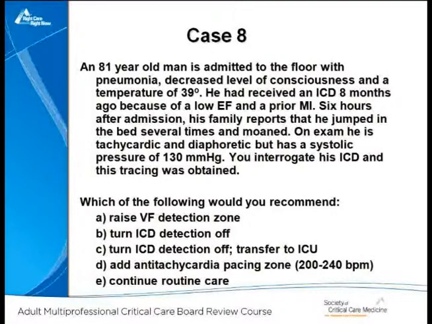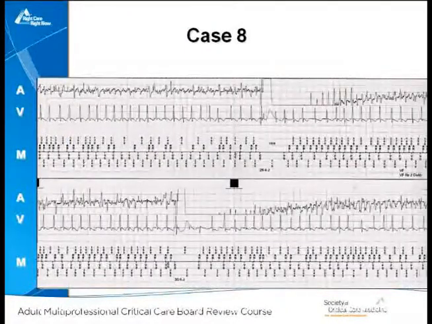Okay, an 81-year-old man is admitted to the floor with pneumonia, a decreased level of consciousness, and a temperature of 39. He'd received an ICD 8 months ago because of a low ejection fraction and a prior MI. 6 hours after admission, his family reports that he jumped in the bed several times and moaned. On exam, he is tachycardic and diaphoretic, but has a systolic blood pressure of 130. You interrogate his ICD, and this tracing was obtained.